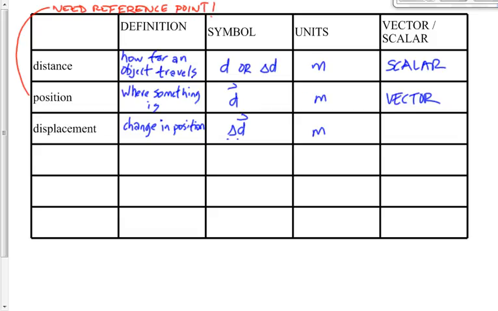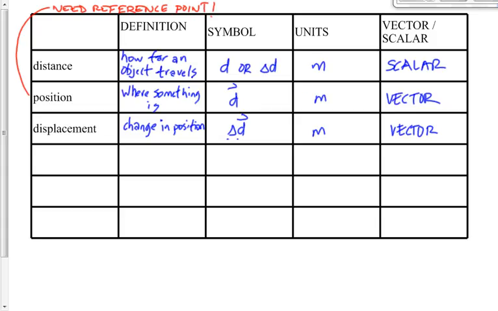Vector or scalar, Zach? Vector. Good. Of course it has a direction associated with it. It's a change in position. If position has a vector nature, so displacement's going to have a vector nature as well. All right, good. We know the difference between the three of them in terms of the definitions, but let's look at them a little bit closer in terms of practicality here, okay?